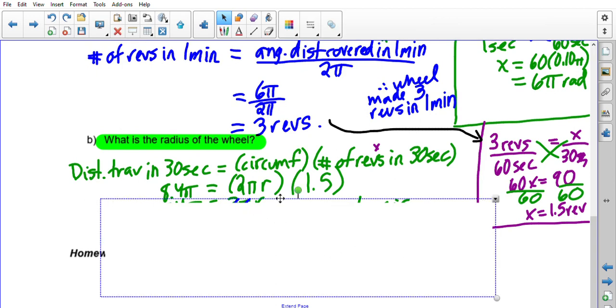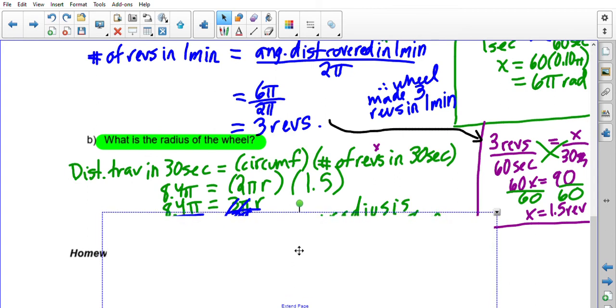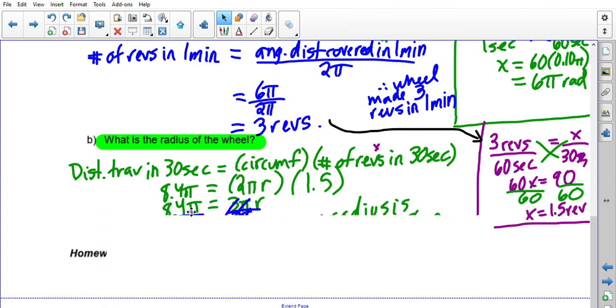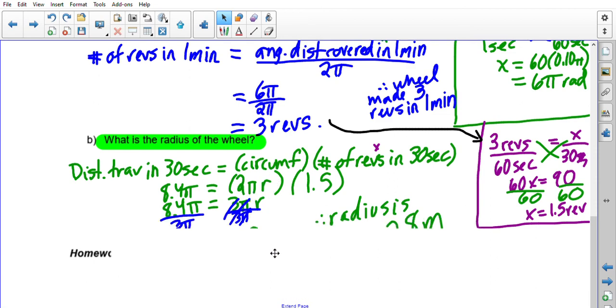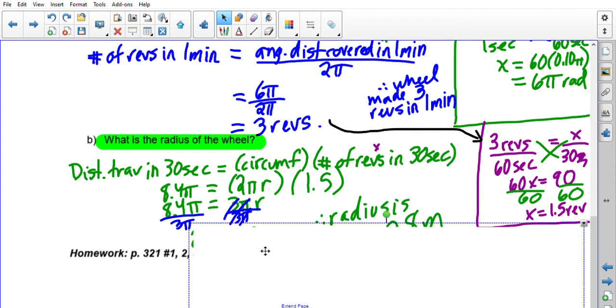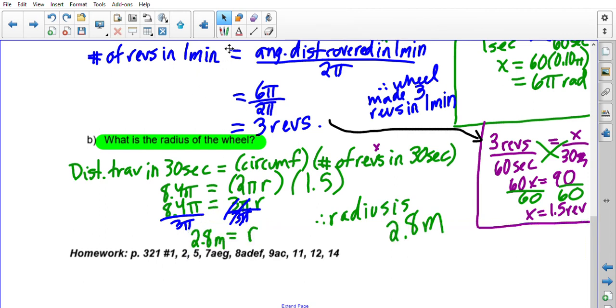All right, and now we can solve for r. So on the next line, I kept 8.4 pi, and then I just did 2 times 1.5. 2 times 1.5 gave me 3 pi r. I want r on its own, so I'm going to divide both sides by 3 pi. What happens here is that the pi's cancel out, right? And then I'm left with 8.4 divided by 3, which is 2.8 meters. So our final answer is that the radius is 2.8 meters.